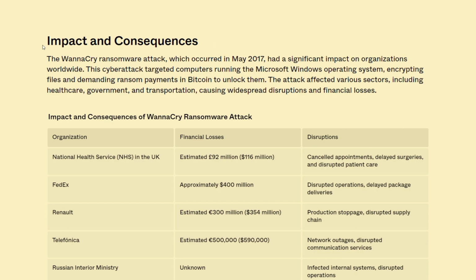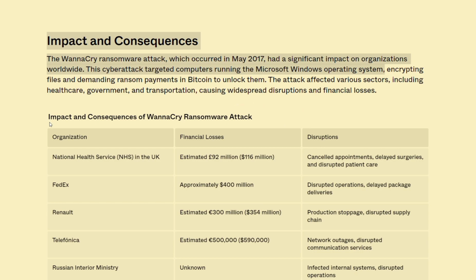Here, the attacker had a significant impact on organizations worldwide. This cyber attack targeted computers running the Microsoft Windows operating system. The attacker encrypted files and demanded a ransom payment in Bitcoin to unlock them. The attack affected various sectors including healthcare, government, and transportation, causing widespread disruption and financial losses.